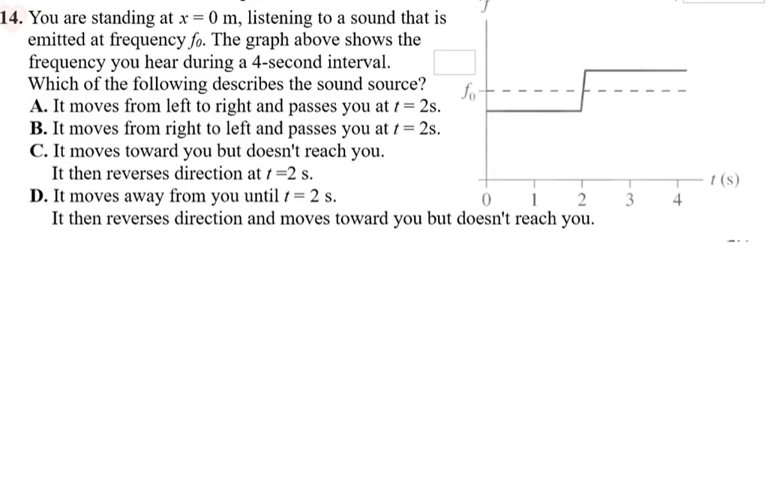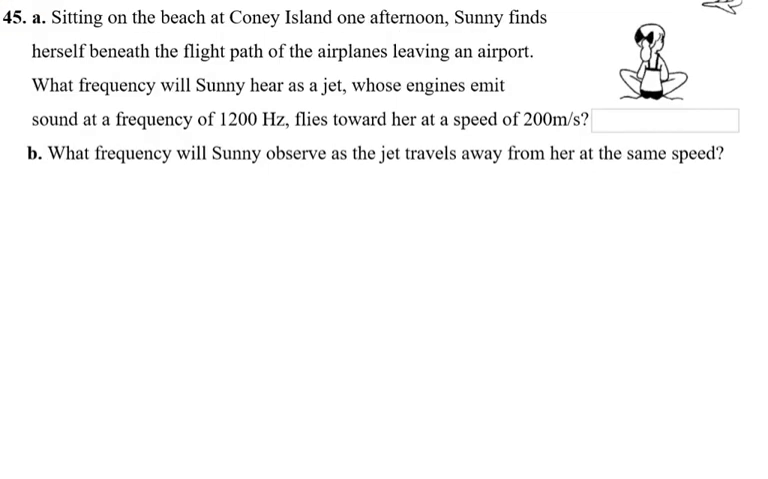What I see from the graph is that the object has a lower pitch and then it has a higher pitch. If it has a lower pitch, that means at first it's moving away from you, and then all of a sudden at 2 seconds it has a higher pitch. That means it reverses direction and now it moves toward you. So from all the choices that I see, I think D is going to be the correct answer for this problem. Here's another question that we want to look at today.